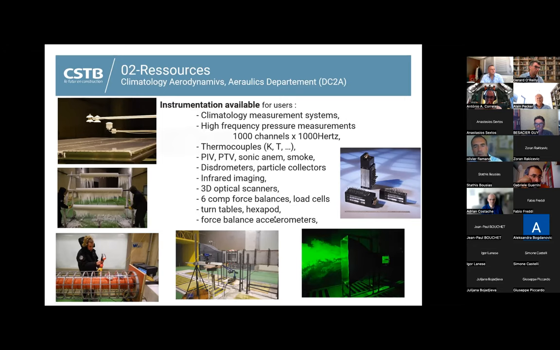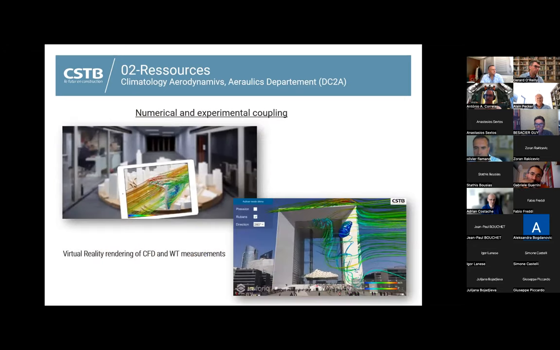Well, thank you very much for your attention. And just to finish, we use the numerical aspects to provide access to more data than we can show in the experiment. And it can also help, of course, to locate the sensors for a special issue. Thank you very much.